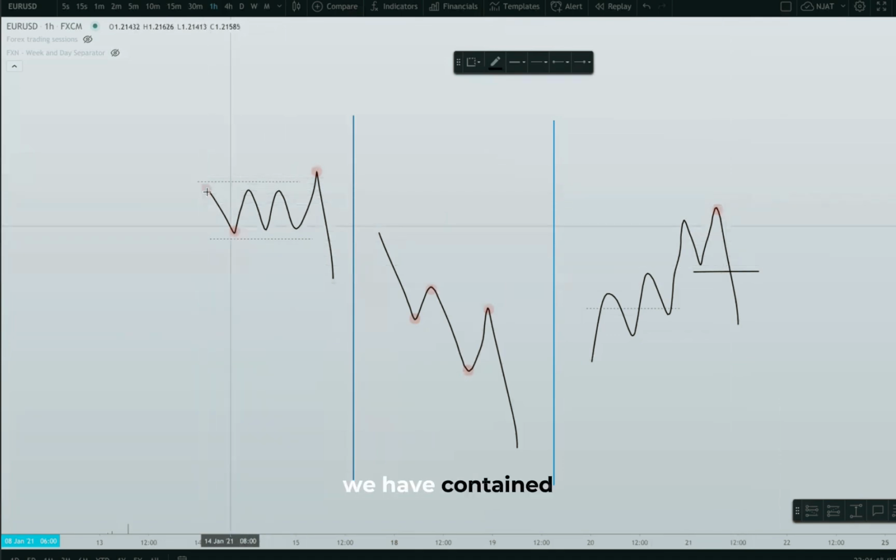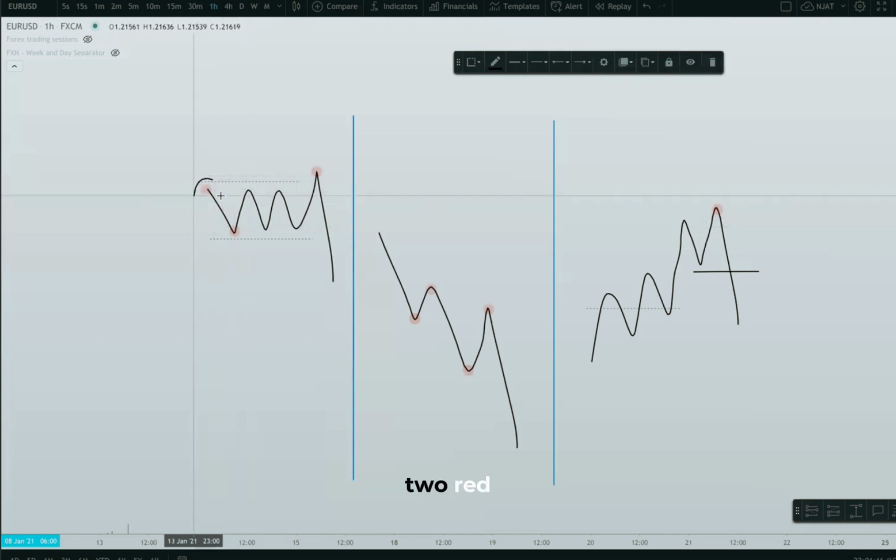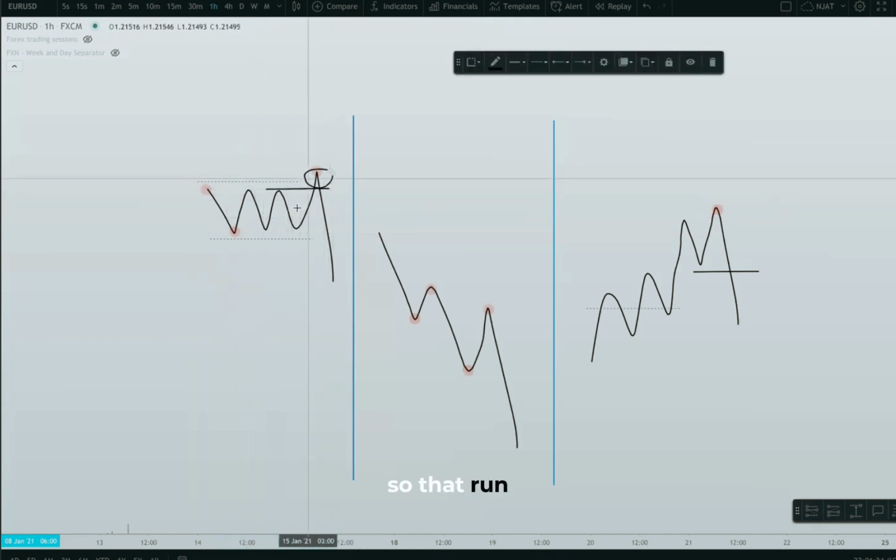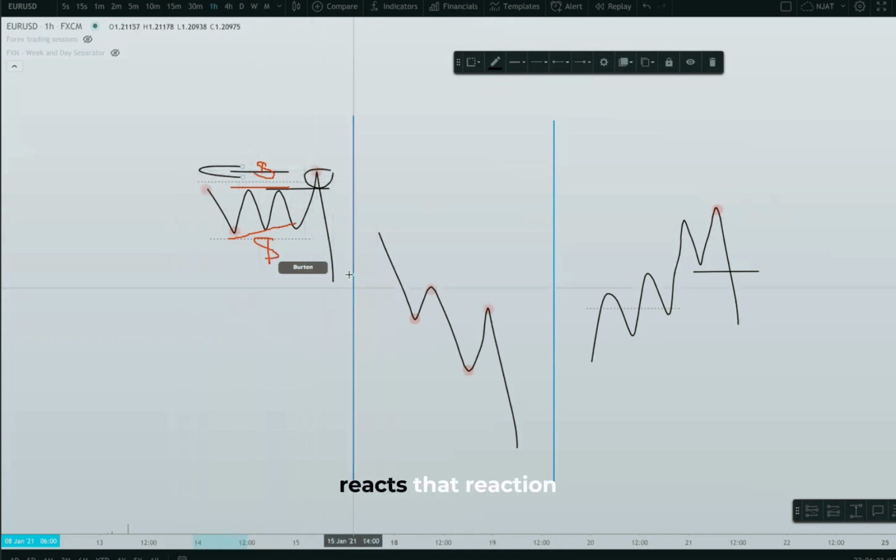Of course, we have contained price. That's what these 2 red highlights are showing. We have that run of higher prices, right? So that run out of the range. We always assume that this is a liquidity grab, mitigating something and reacting. That reaction is that intention of lower prices that we're seeing being delivered.